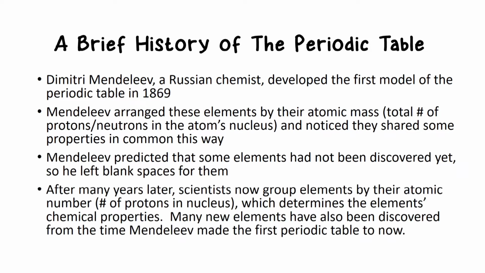Many years later, scientists now group elements by their atomic number, which is the number of protons in the nucleus, and that determines the element's chemical properties. Many new elements have also been discovered from the time Mendeleev made the first periodic table to now.